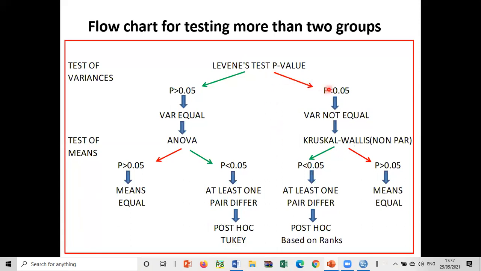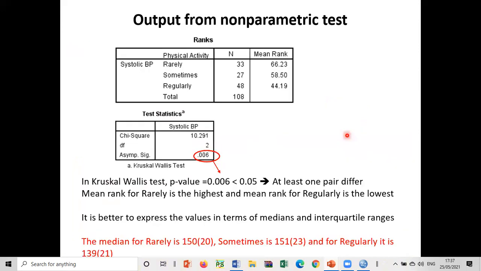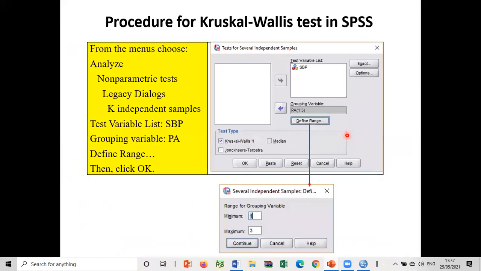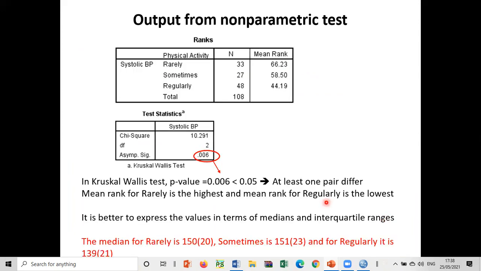Now we are here, so you can't use ANOVA. We're going to use a non-parametric test. So continue with the non-parametric test, right? Do exactly the same thing as with physical activity, define range 1 to 3. The table comes out. Look at this table. What's the p-value? 0.006. Less than 0.05? Yes. That means at least one pair differs.